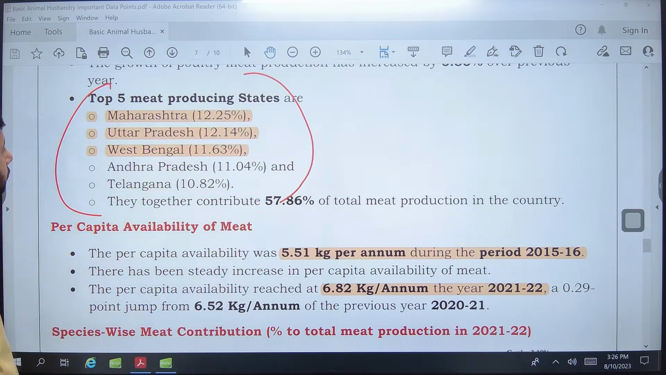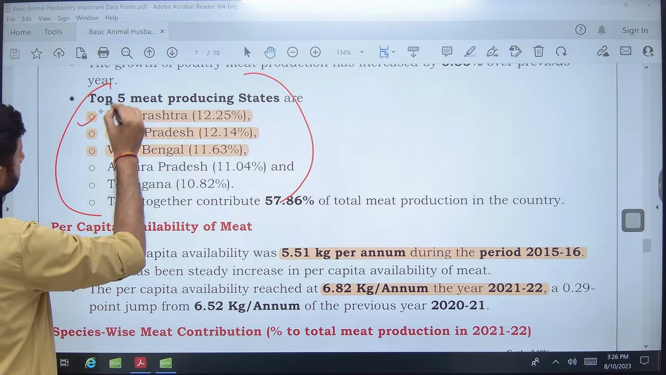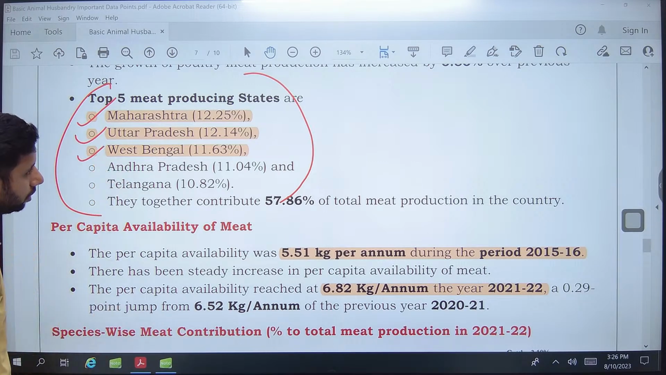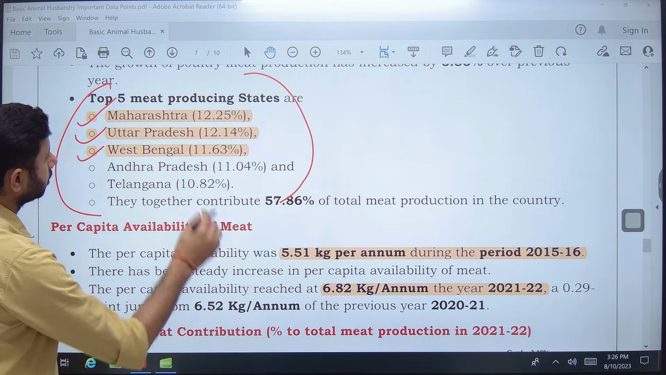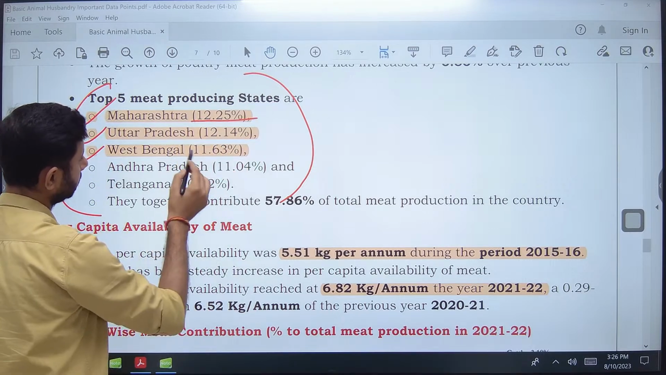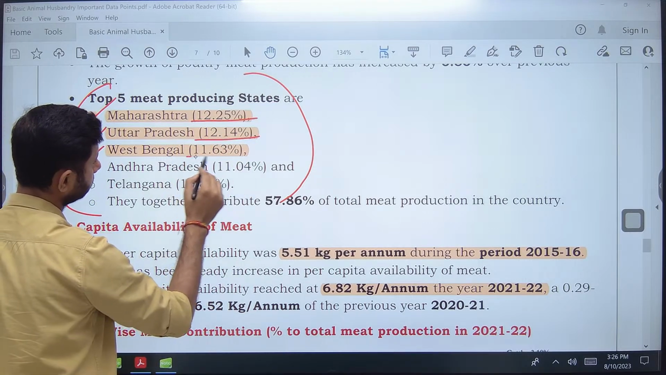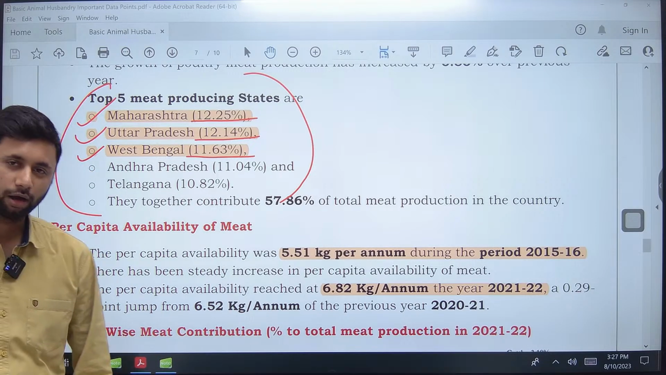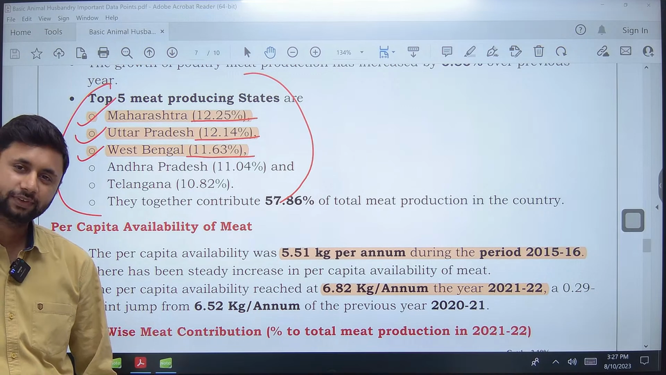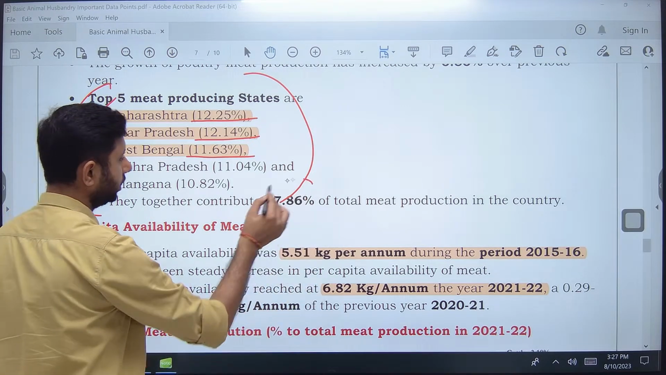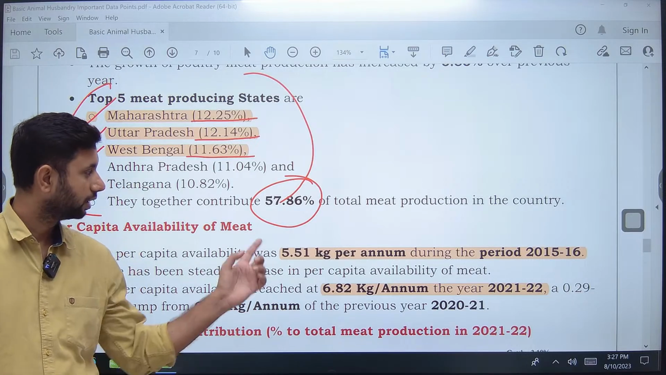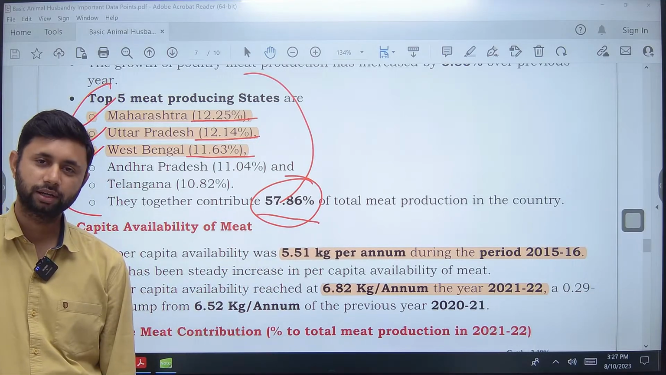Well done. So now we come to the top 5 meat producing states. Maharashtra is at the top, then UP, and then West Bengal. Okay. The contribution is 12.25%, then 12.14%, 11.63%. And just like in egg as well as milk production, these top 5 states also contribute more than 50%. In the meat case, 57.86%.